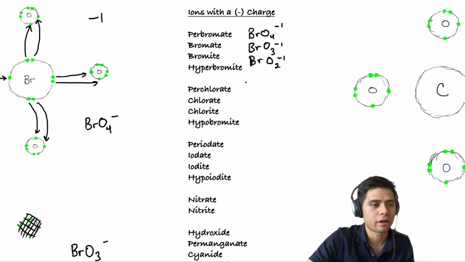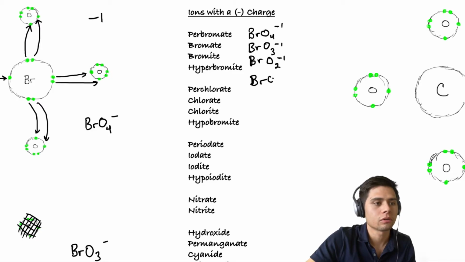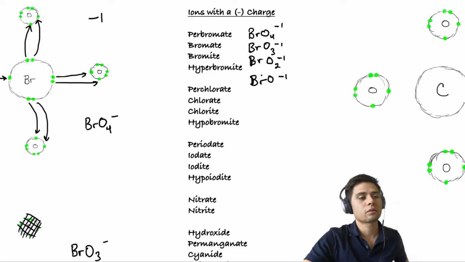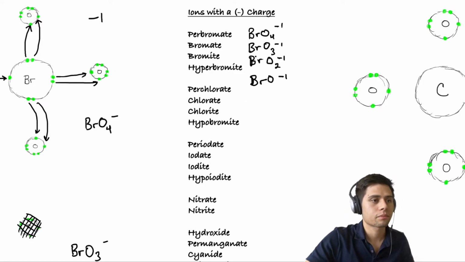And then hypobromite, you can see a pattern here. We go 4, 3, 2. Hypobromite is BrO, and just 1 oxygen. It's got that negative charge on it. And we could practice looking at these guys. Okay, and we could practice with these structures, building the structure for each one of these.